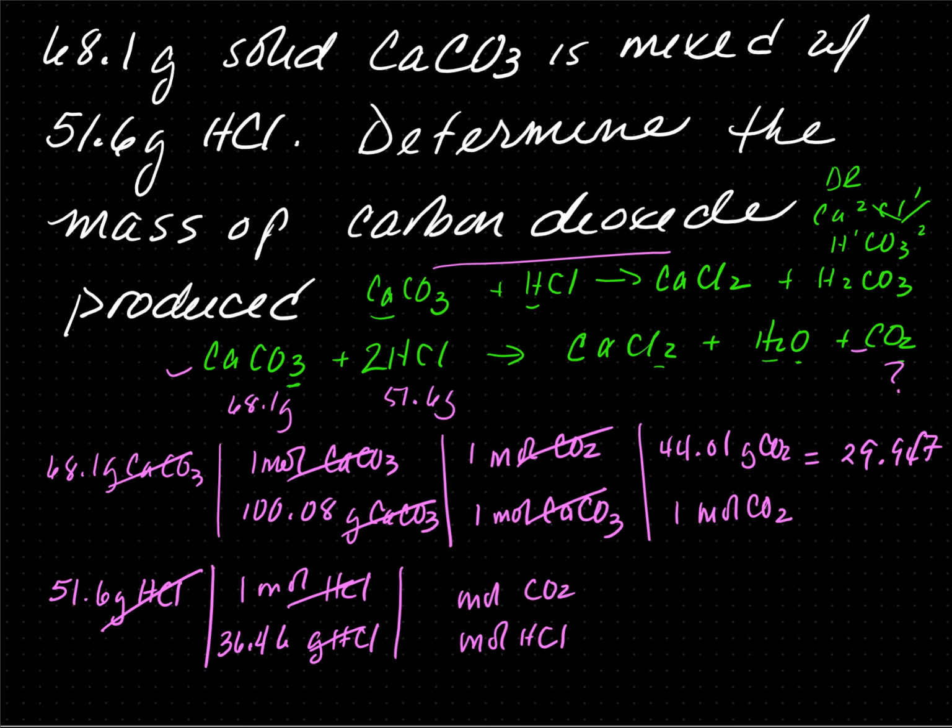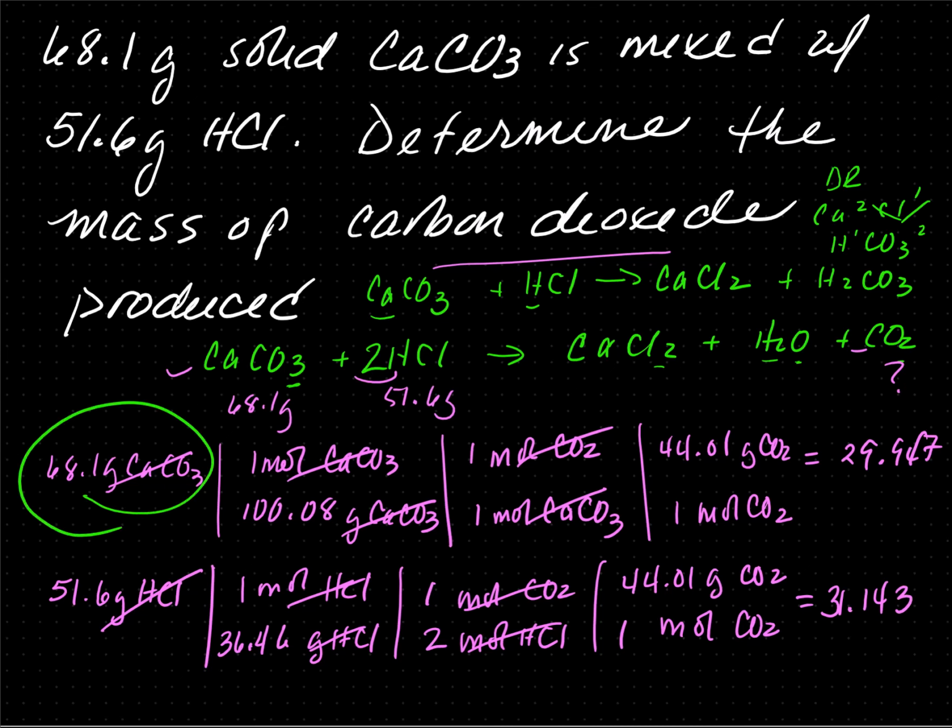There is a coefficient of 2 in front of HCl, 1 mole of CO2. Moles of CO2, diagonals have to match. This is 44.01 grams of CO2 to 1 mole. Multiply all the top, multiply all the bottom, divide, and you should get 31.143. So my limiting reagent here is calcium carbonate because I produce less.